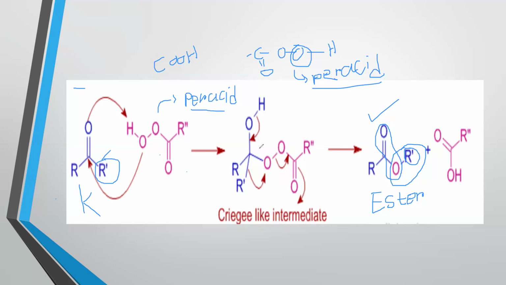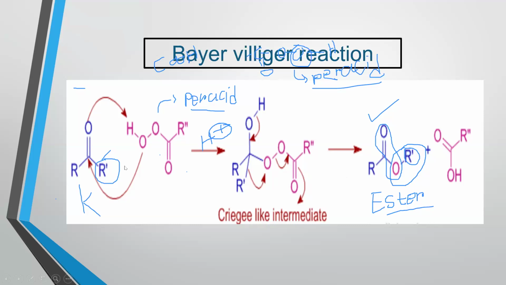And in the presence of acid also, here you can write H plus. H plus means that the reaction is carried out under strongly acidic conditions, so it will be H2SO4 or HCl. In the presence of acid, it will undergo the rearrangement reaction, and after rearrangement, the alkyl group is shifted onto the oxygen and it will form an ester. So that is what the Baeyer-Villiger reaction is.